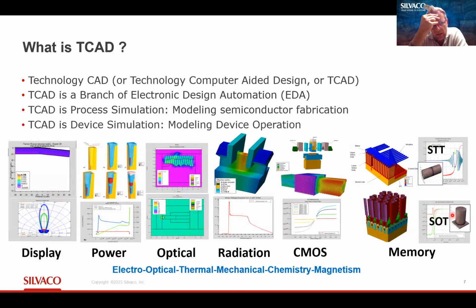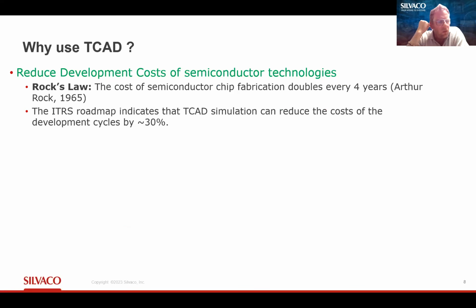As I said, TCAD is also device simulation. Device simulation today is multi-physics. It used to be probably only electrical back then, but it's not the case anymore. It combines thermal, mechanical, optical. It also simulates ion transport for new emerging memory like resistive RAM, and magnetics for MRAM. And all these physics address the different market segments, which we have segmented here in six different categories: mainly display, power, optical, radiation, CMOS, and memory. Okay, so why are we using TCAD?